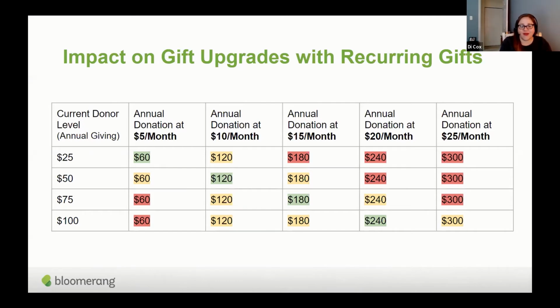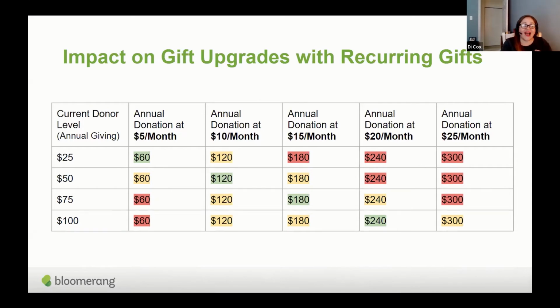Yellow is an ask amount that's still an increase, and it might be more or less than that target amount. So at the $25 level, you don't want to do less than a $5 a month giving. But at $50, $5 a month would up it to $60. So it's still more, but it's not that sweet spot. $120 would be that sweet spot, so that $10 a month gift. Going over that is $180, which is still a sweet spot. It's still even more, but $120 is probably going to be where most of your donors are.